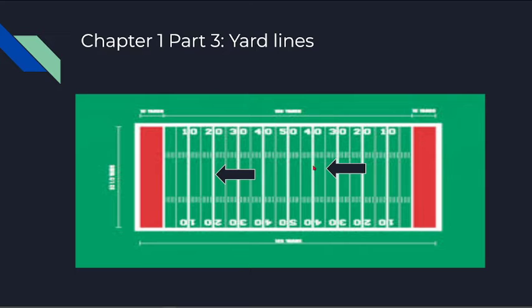Now, these smaller lines right here indicate 5 yards. Like 5 yards between each big solid number. So every single line you see is 5 yards. Each big line you see is 10 yards, or every small to small line is 10 yards.